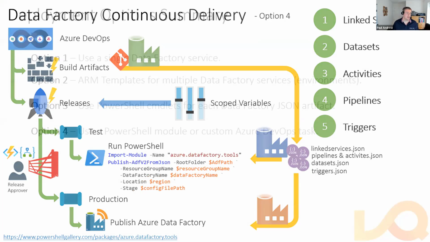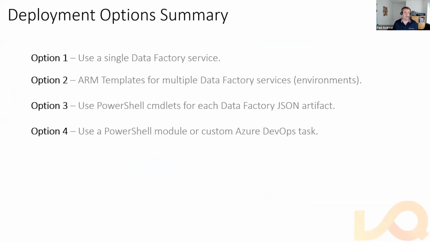So those are 4 options. Just to summarize, a single data factory, obviously not very common. Hopefully we have multiple environments here. Option 2, using the ARM templates if we wish. Option 3, with the PowerShell commandlets and those JSON artifacts, obviously quite a bit of effort required for you to go and code that. Or option 4, using a PowerShell module that wraps things up and that custom DevOps task. So 4 options for deploying our data factory. I definitely use option 4, especially these days. So much easier.